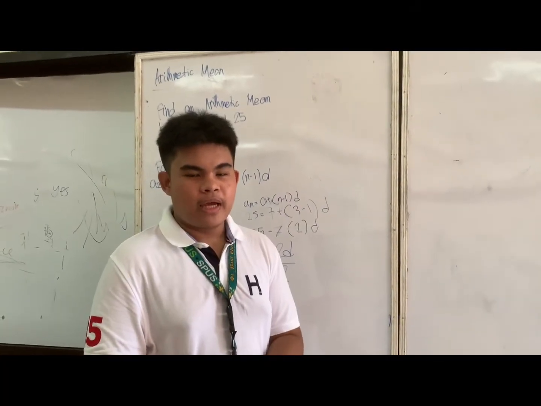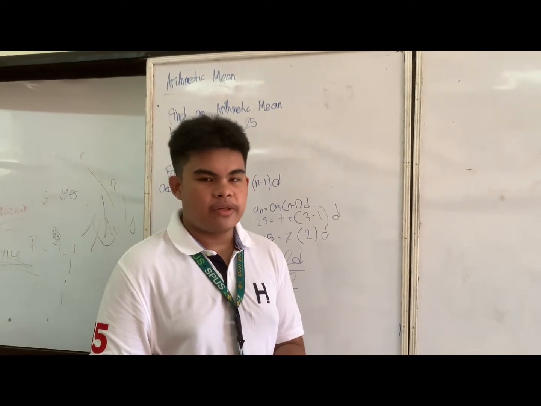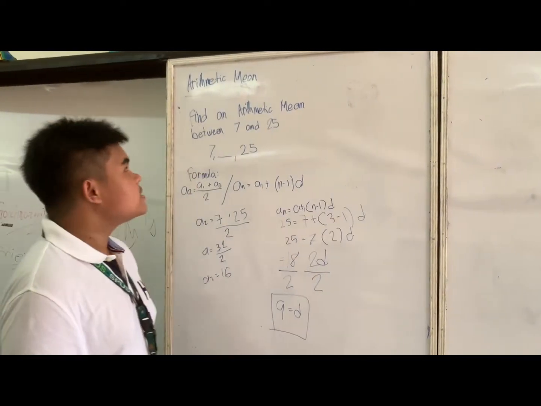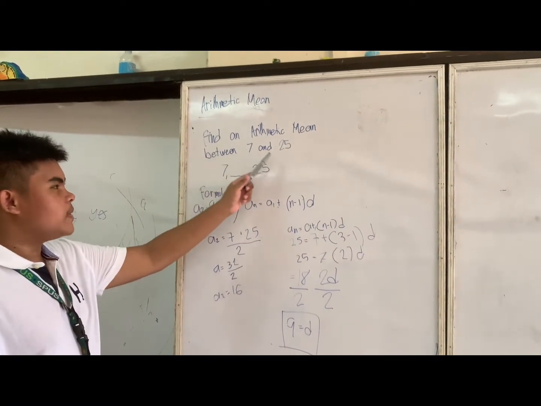We are group 2, and we are here to explain about arithmetic sequence, arithmetic mean, and geometric sequence. Now let's start with arithmetic mean. Find the arithmetic mean between 7 and 25.